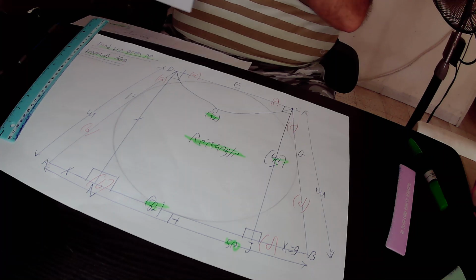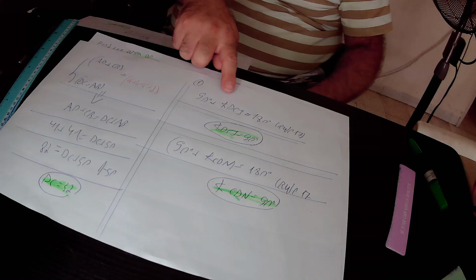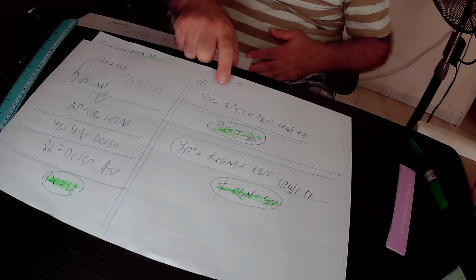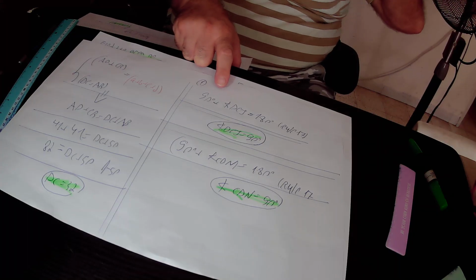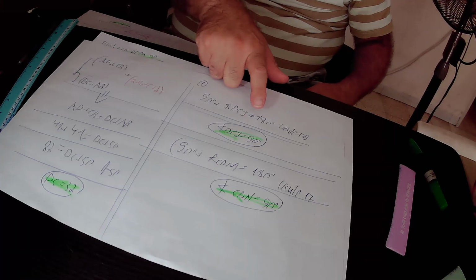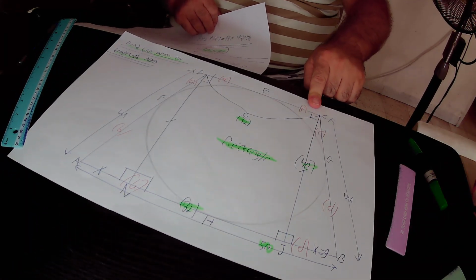Again, 90 degrees plus the missing angle DCJ, in total, must be equal to 180 degrees according to rule 17. Here, we subtract the 90 degrees from the equation, and find out that the missing angle DCJ equals 180 degrees minus 90 degrees, which is 90 degrees. So the missing angle DCJ is equal to 90 degrees in size.